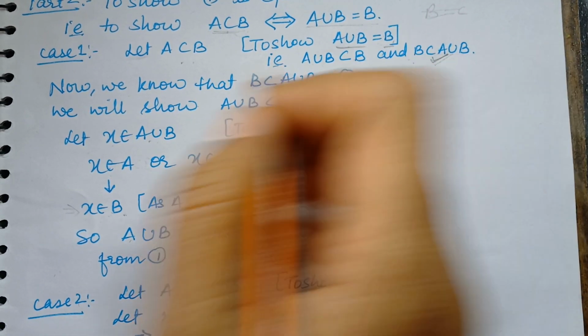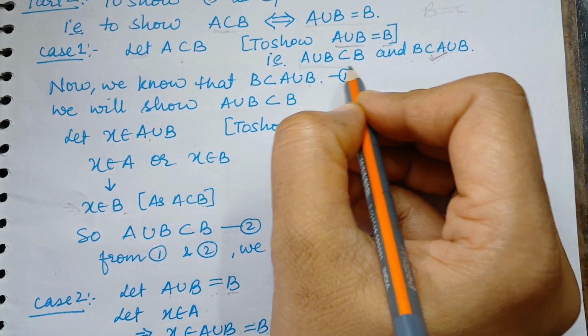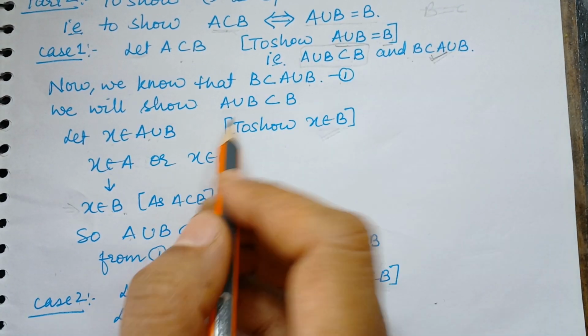A is also there and B is also there. So we know that B is contained in A union B. Now what do I have to show? I have to show that A union B is contained in B.